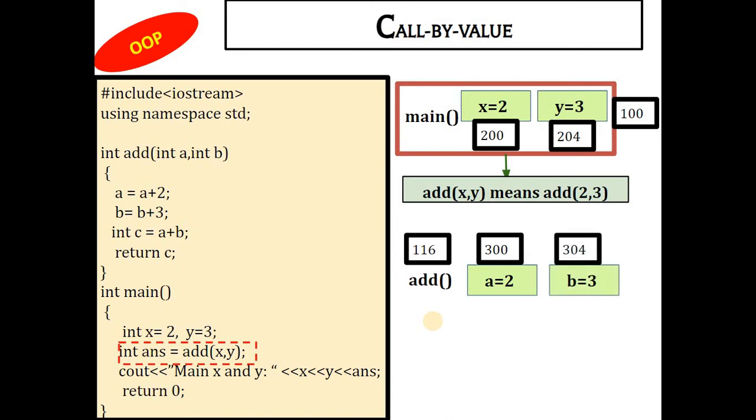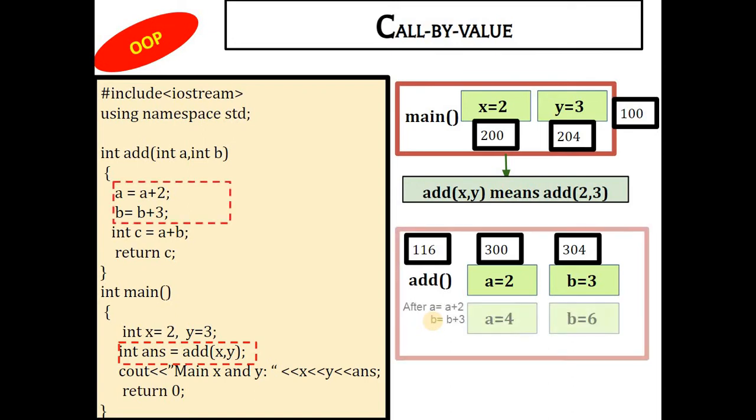In the add function you have done a equal to a plus 2. So you are actually adding to the value of a, which becomes 4, and b becomes 6, at memory locations 300 and 304. So when you display the value, a is equal to 4 and b is equal to 6, that becomes 10 into c, and you return the value of c.